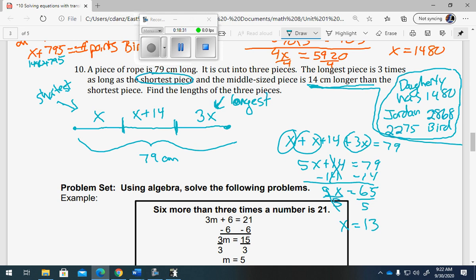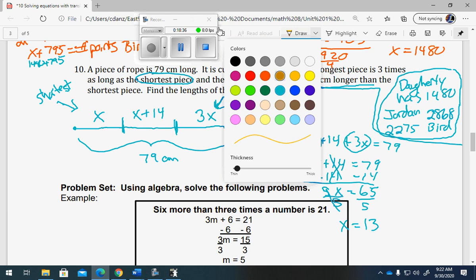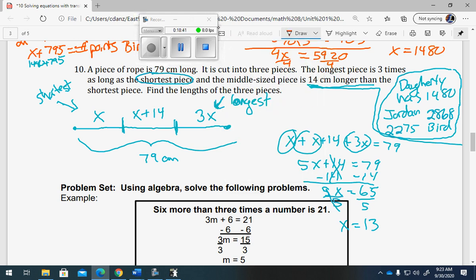So I get 13 for x, but it says find the length of the 3 pieces. So again, we have to go back to our let statements. Our let statements in this case happen to be the diagram. So right here in the diagram, I can say that this is 13 centimeters. This one is 13 plus 14, which is 27 centimeters. And then this last one is 3 times 13, which makes it 39 centimeters.